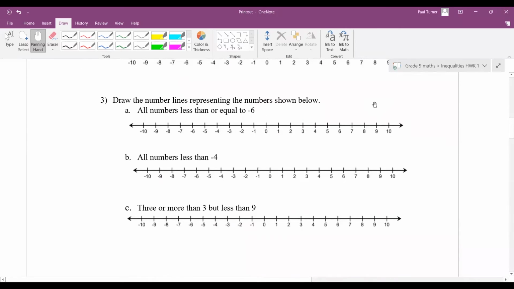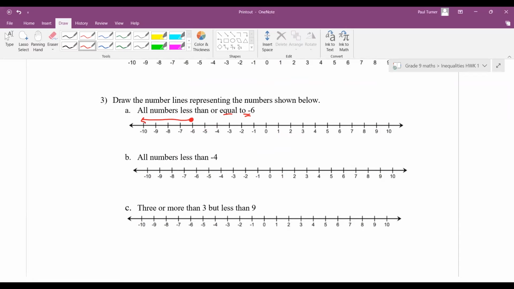So draw the number lines representing the numbers shown below. The number line's already drawn, but we just need to show the solution. So all numbers less than or equal to negative 6. Well, negative 6 is here. And we're including negative 6, equal to, so we use a solid dot. And we'll go back into the negative direction there.